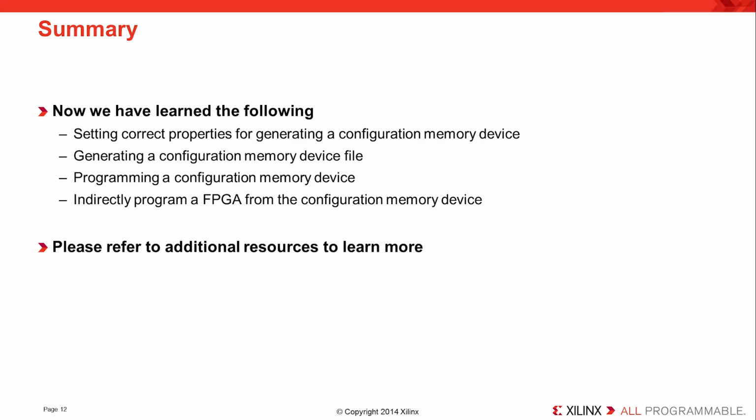Let's recap what we've learned today. We've learned how to set correct bitstream properties for your configuration memory. We learned how to generate a configuration memory device file. Then we learned how to take this configuration memory file and program the configuration memory on your board. Finally, we saw how to indirectly program an FPGA with that configuration memory.